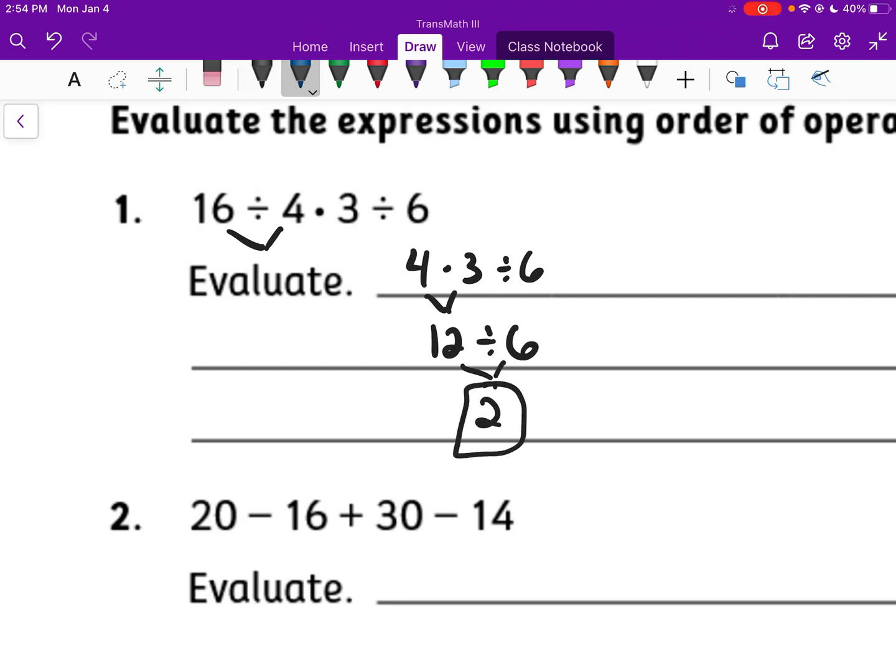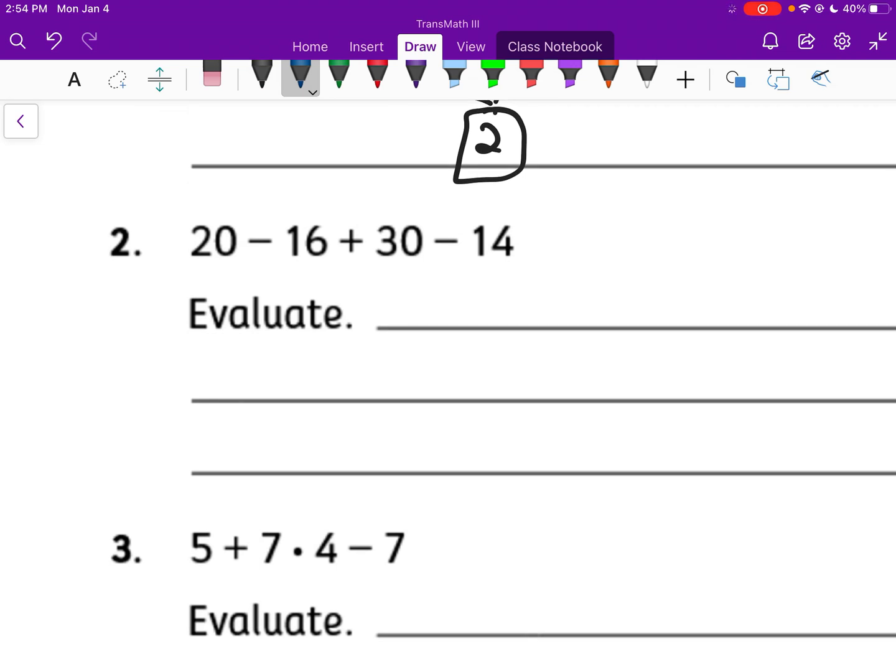All right, for number 2, I'm noticing I see subtracting, adding, subtracting. No multiplication, no division, so we can go to that second level of thinking with adding and subtracting, and again, working from left to right. So 20 minus 16, we're going to get 4 there, and rewriting the plus 30 minus 14. Again, left to right, 4 plus 30, I need to do that. 34 minus 14, which will give us 20.